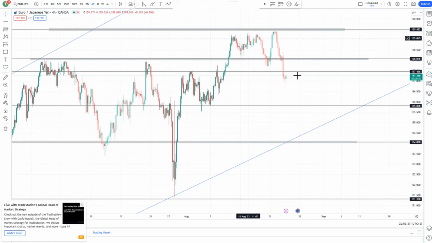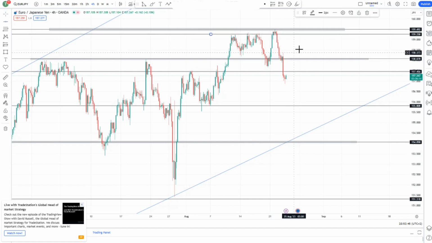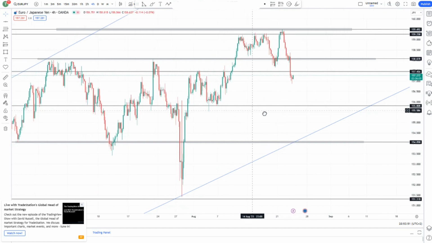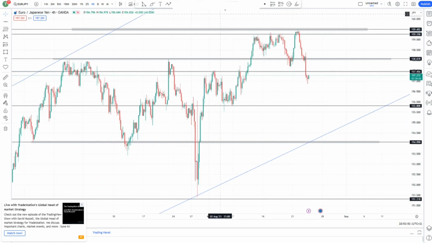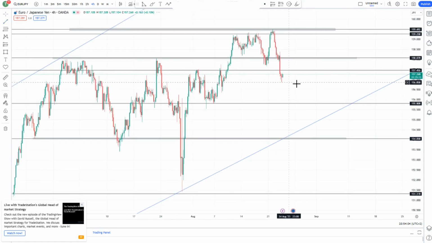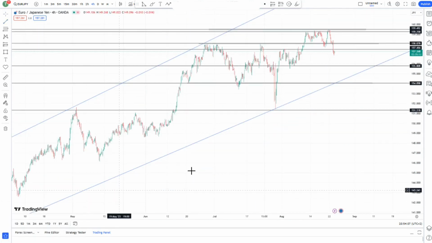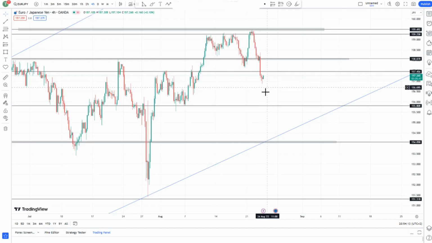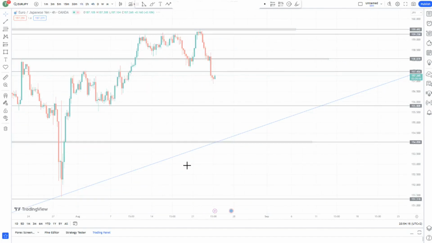Make sure you focus on where price currently is. I think that's enough for the 4-hour time frame, and I can't really spot any trends. Maybe this one, but it doesn't really look clean to me, so I'm just going to leave that. So let me just go to the 1-hour time frame.